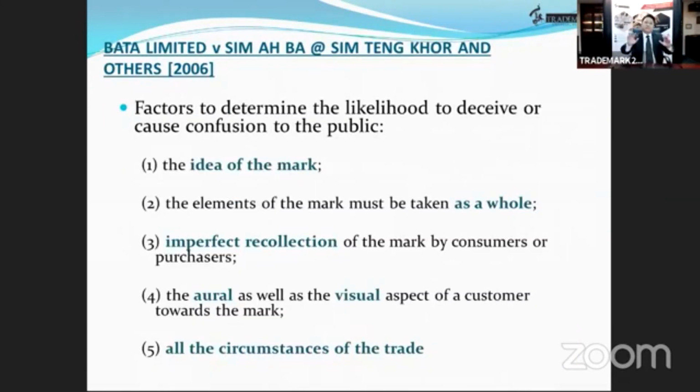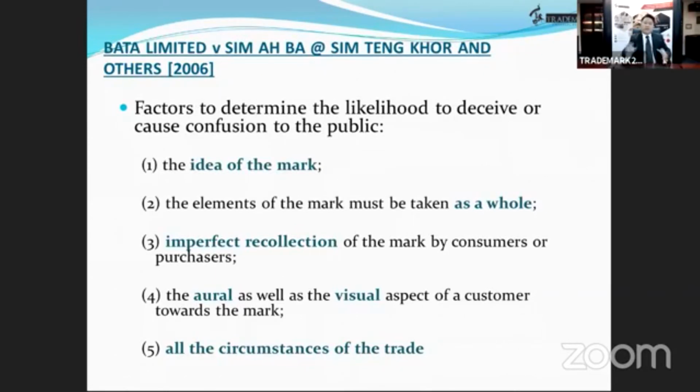Okay. So we also consider in this case, the judge also used the factors to consider the likelihood to deceive and cause confusion to the public. First, they look at the ideas of the trademark. And of course, they look at every element of the trademark must be taken as a whole. And we talk about the imperfect recollections, and we look at the visual and the pronunciations of the trademark, and of course the consumer aspect of it.